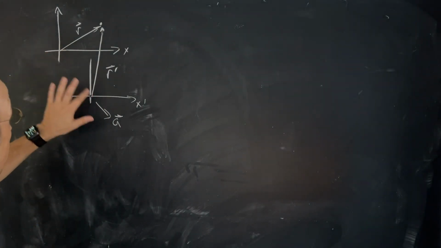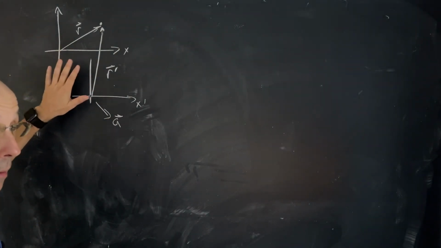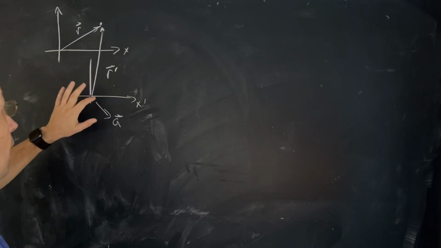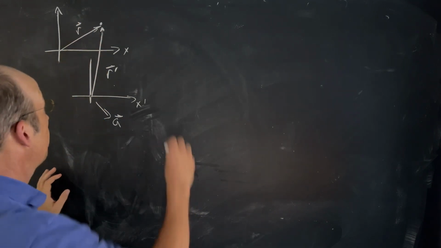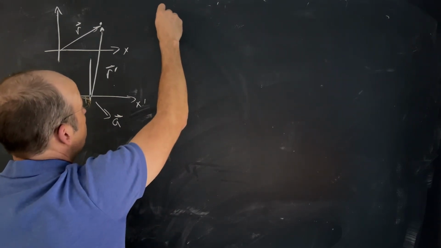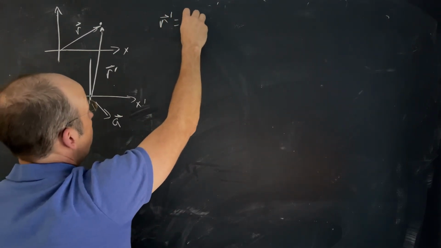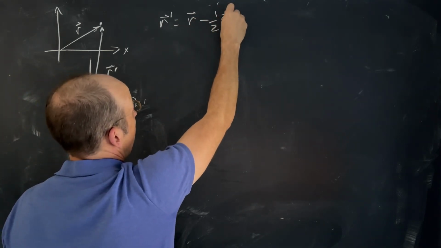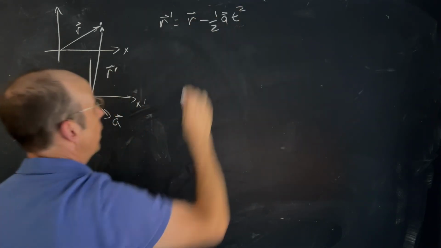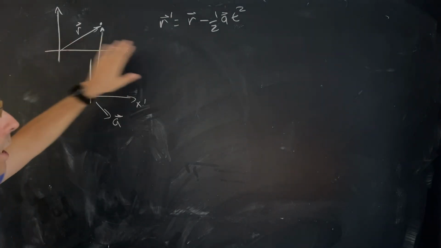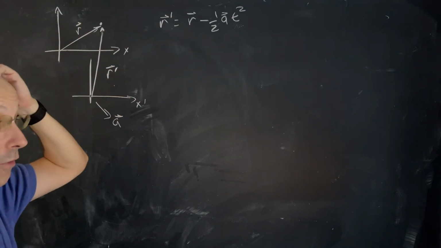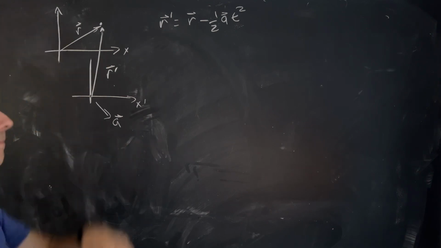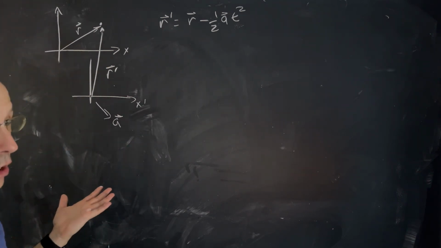Okay, so if these two start at the same position at time t equals 0, then I can write this vector r prime. The vector r prime is going to be the vector r minus 1/2 a t squared, right? They start at the same point at time t equals 0. This is accelerating away, so that tells me the difference between those two.